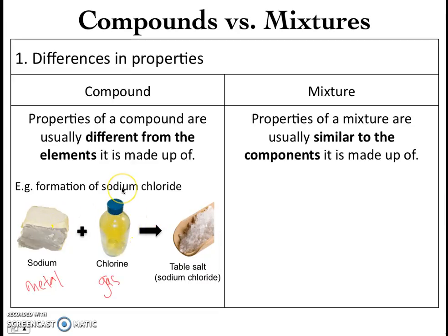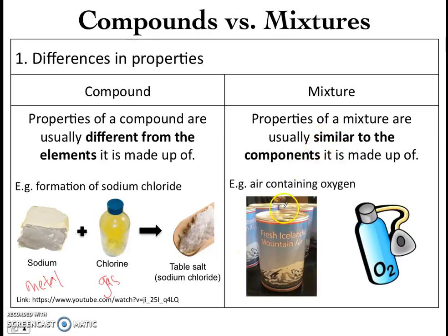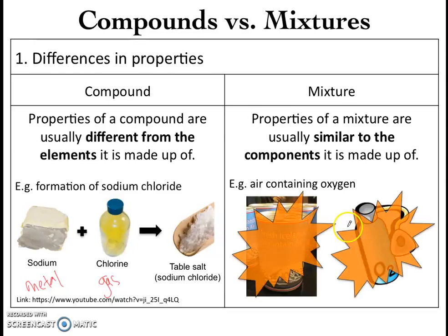make it up. Now, on the other hand, the properties of a mixture are usually very similar to the components it is made up of. So for example, air is a mixture that contains oxygen. And oxygen is involved in explosive burning reactions. And because air contains oxygen, it too can be involved in explosive burning reactions. So the properties are actually quite similar. The mixture, in a sense, takes on some of the properties of its components.